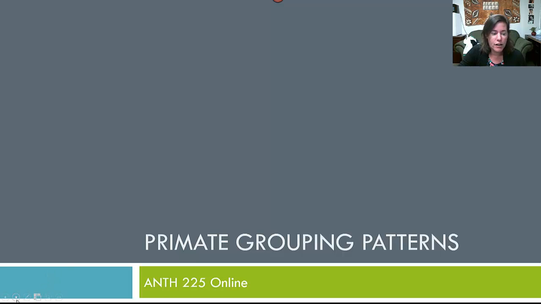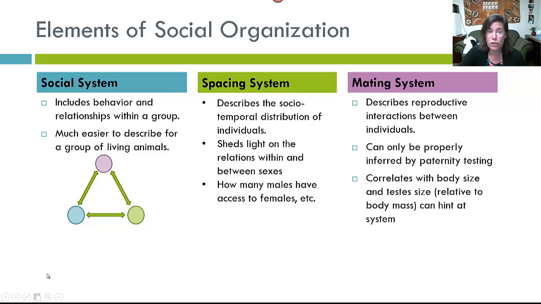Primate grouping patterns are based on primate social organization, and there are three primary elements of primate social organization: the social system, the spacing system, and the mating system. The social system includes behavior and the relationships within the group. It's much easier to describe for group living organisms.